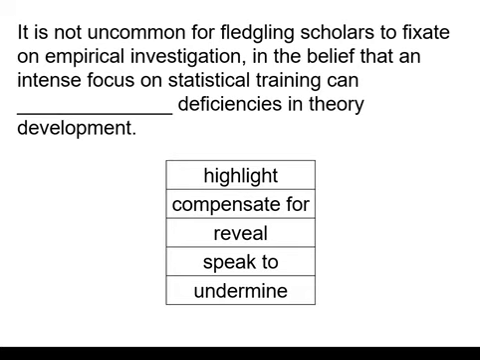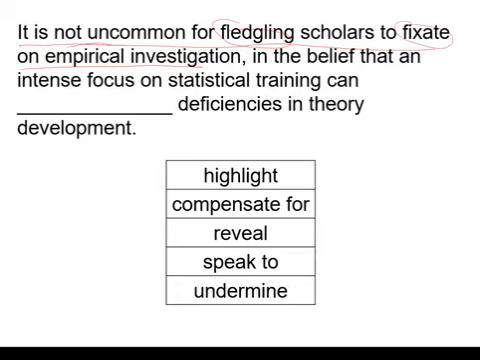Let's first figure out how this sentence works so that we can decide what goes in the blank. The author tells us it is not uncommon for fledgling scholars to fixate on empirical investigation. Let's stop here and look at a couple of words the author has chosen. Fledgling scholars are those without a lot of experience doing research. They're novices. And these novices often fixate or obsess about empirical investigation.